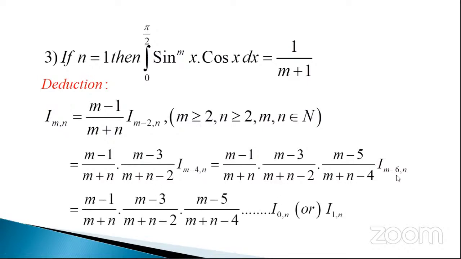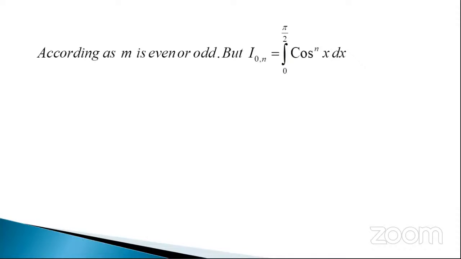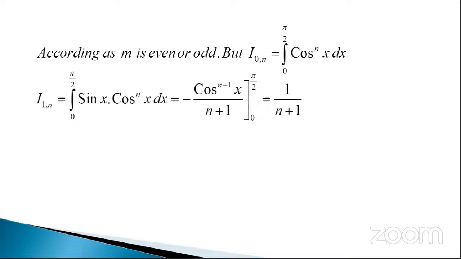In the similar way, we have to write like this. M minus 1 by m plus n, m minus 3 by m plus n minus 2, m minus 5 by m plus n minus 4, and I 0 comma n or I 1 comma n. It depends on the value of m, according as m is even or odd. But I 0 comma n equal to the integral of cos to the power of n x dx. What is the integration of this one? Here also minus is missed, you put minus here.